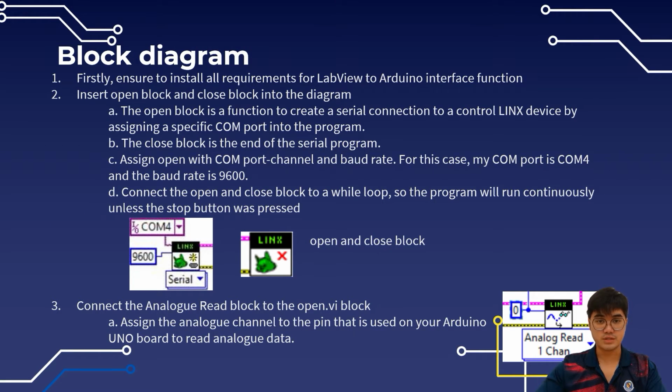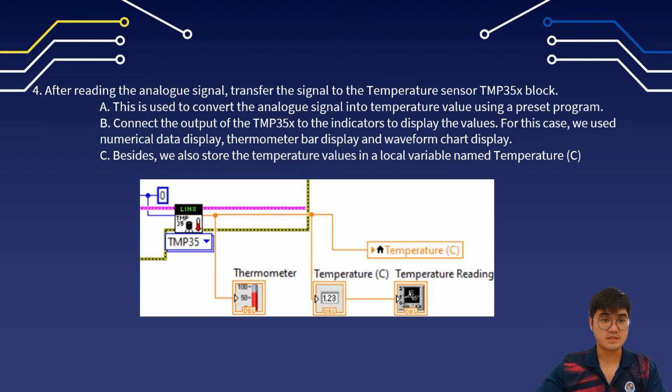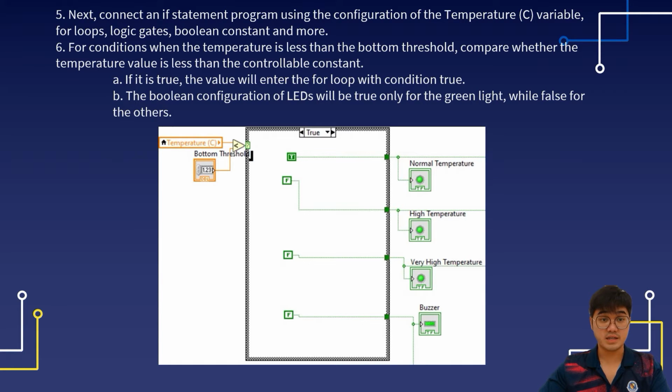Firstly, ensure to install all the requirements of the LabVIEW to Arduino interface functions. Insert open block and close block into the diagram. Connect the analog read block to the open.vi block. After reading the analog signal, transfer the signal to the temperature sensor block, like the LM35 block. And next, connect an if statement program using the configuration of the temperature C variables, for loops, logic gates, Boolean constants, and more. For the condition when the temperature is less than the bottom threshold, compare whether the temperature value is less than the controllable constant.